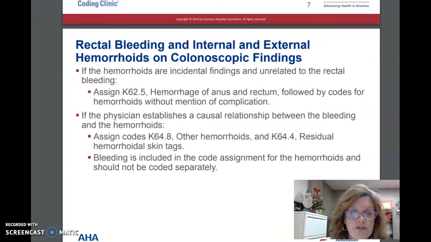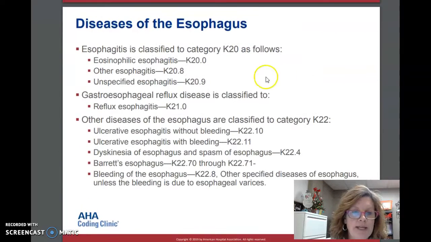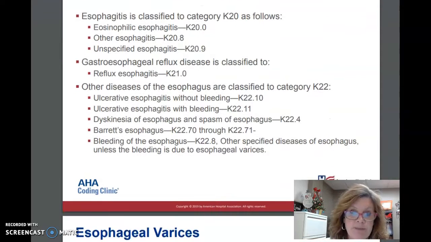So we get into hemorrhage of the anus and rectum. Again, we also have hemorrhoids. The thing is with that, make sure you look at the relationship and then you code both if there is one. Many diseases of the esophagus. Again, just be specific when looking.